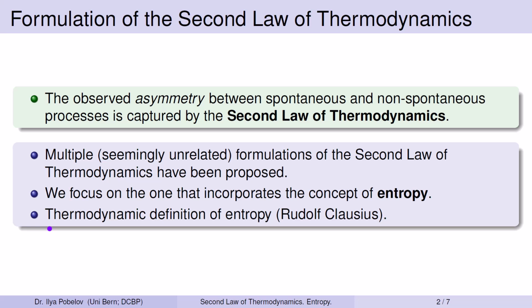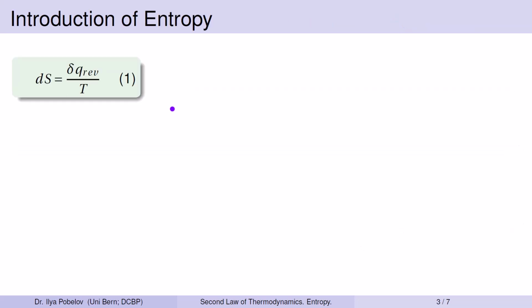Among the various ways entropy can be introduced, we will adopt the thermodynamic definition as formulated by Rudolf Clausius. Following Rudolf Clausius, entropy is introduced through its infinitesimal change, dS. This change of entropy occurs due to a physical or chemical process. dS equals delta Q rev divided by T.